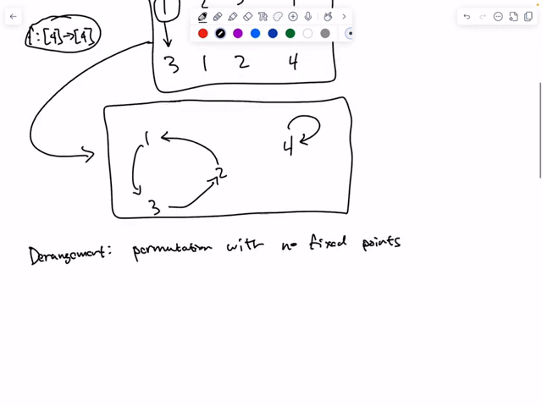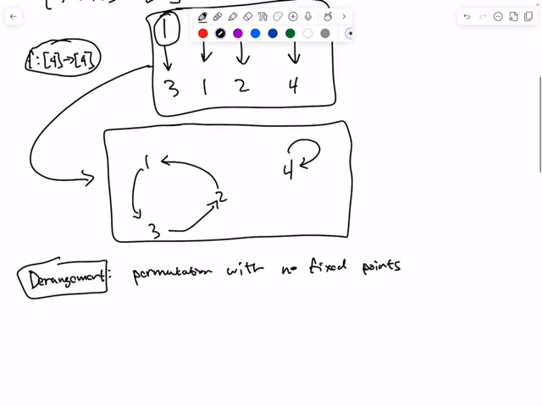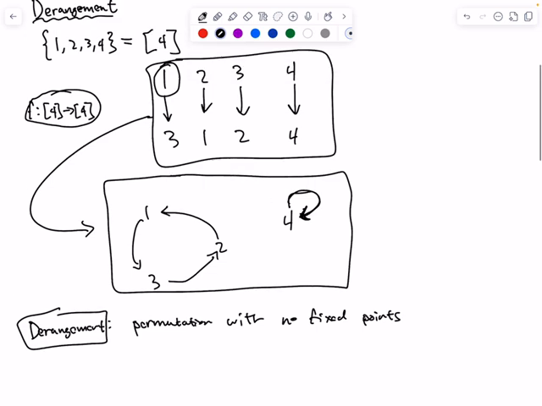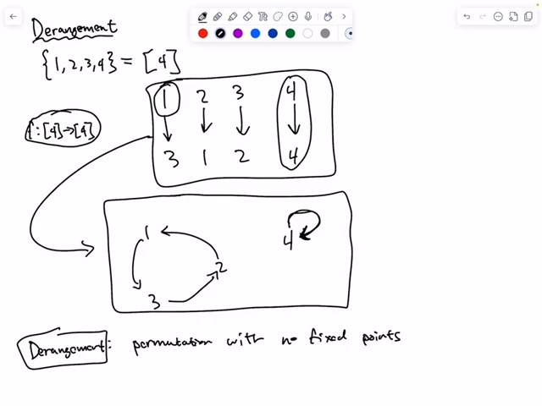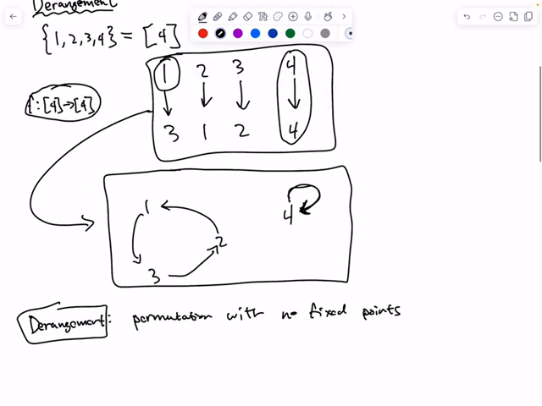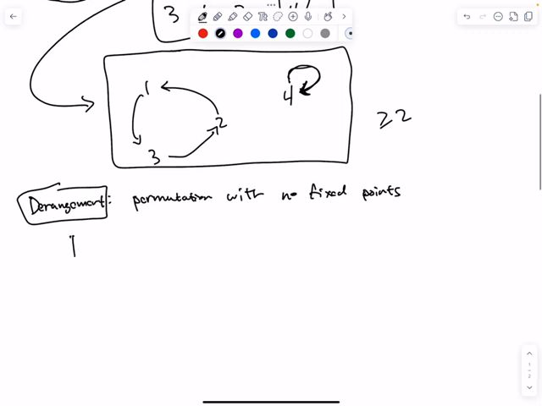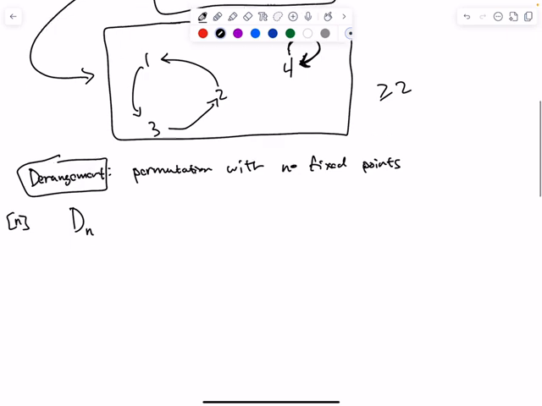In other words, a derangement is a permutation without any cycles of length 1, or an element mapping to itself. So in the functional digraph representation of the permutation, each cycle has length at least 2. And we'll denote the number of derangements of the set [n] by d_n. And I claim that d_n is equal to n factorial minus this sum.